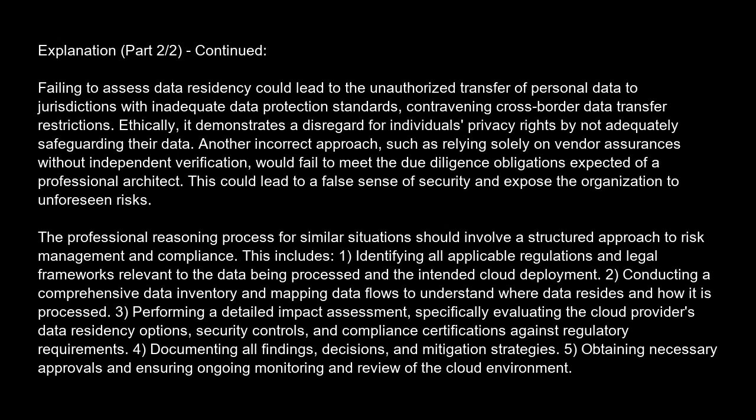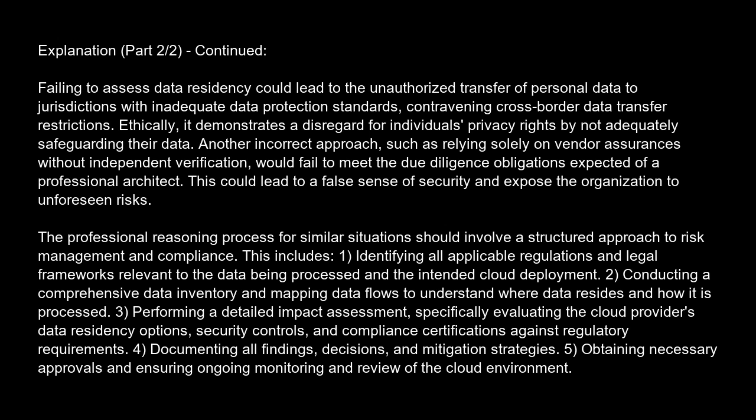Another incorrect approach, such as relying solely on vendor assurances without independent verification, would fail to meet the due diligence obligations expected of a professional architect. This could lead to a false sense of security and expose the organization to unforeseen risks. The professional reasoning process for similar situations should involve a structured approach to risk management and compliance.